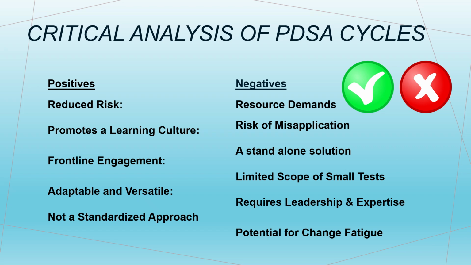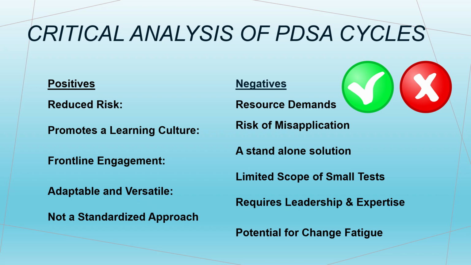Frontline engagement. The method empowers frontline staff to identify and solve problems, increasing their motivation and involvement. It's adaptable and versatile. Its simple yet sophisticated nature makes it applicable to a wide range of situations and stages of an improvement project. And it has a standardised approach. The structure of the cycle provides a consistent method for testing and comparing change ideas.